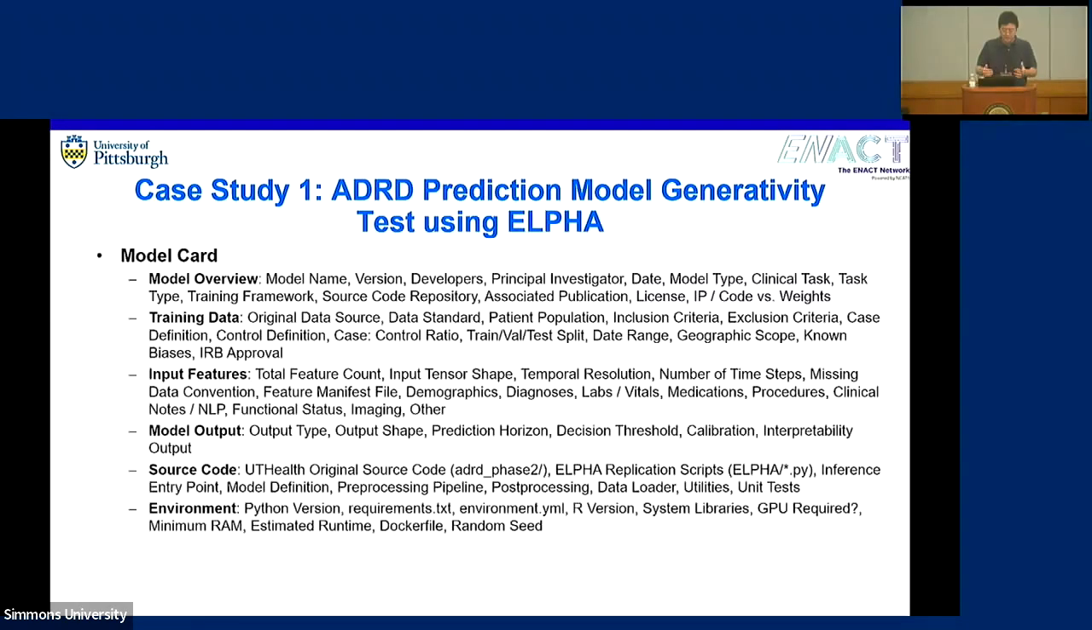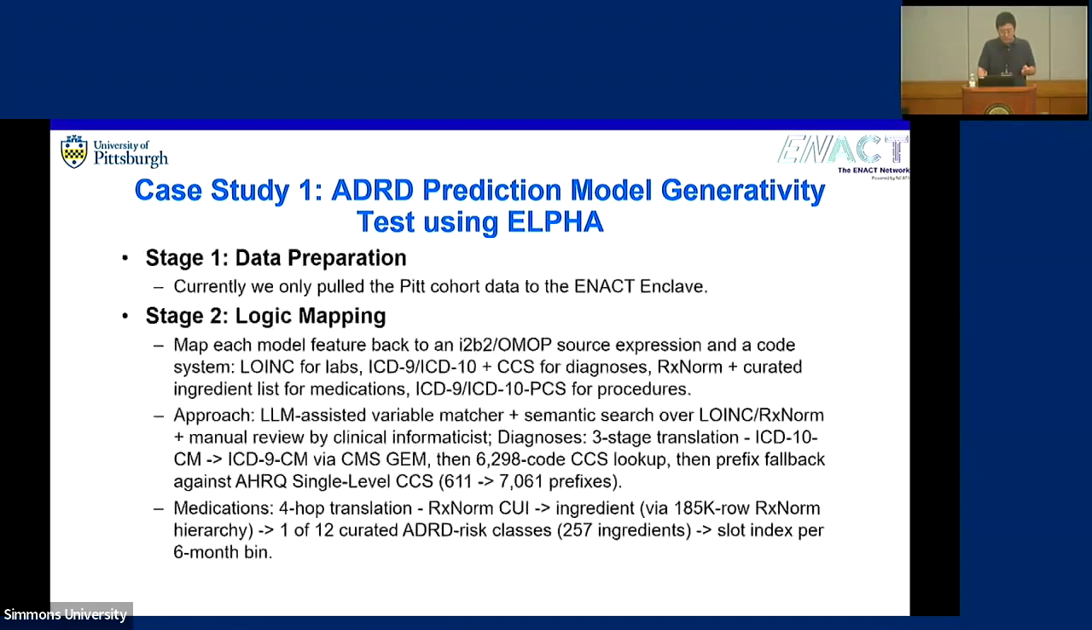So that makes the evaluation much easier. Stage 1 is basically data preparation, and right now this is a preliminary result. We only put the PIT cohort data into the ENACT Enclave. Stage 2 is logic mapping. We have to carefully map each model feature back to the I2B2 common data model.